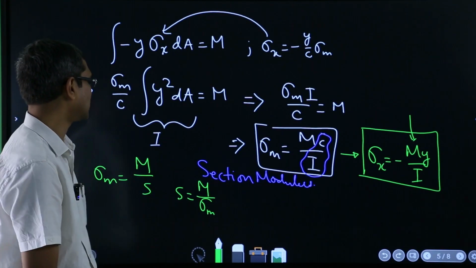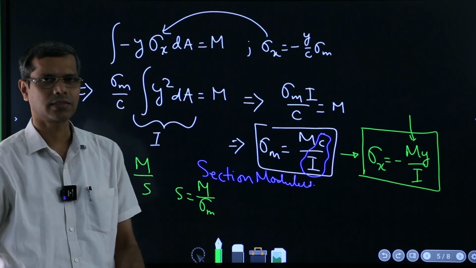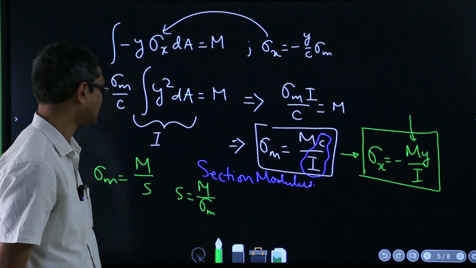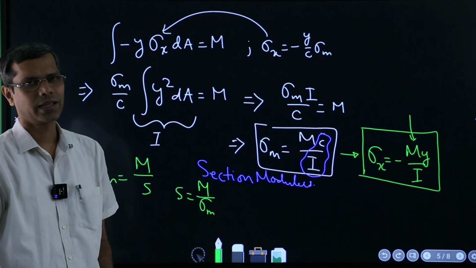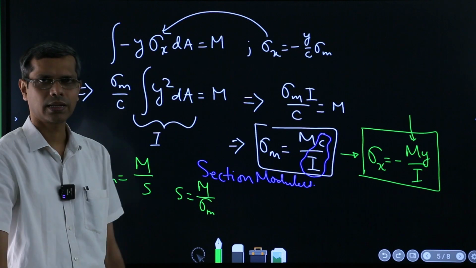So that is how it is a property of the cross section which directly tells us how effective a cross section is against bending. We will discuss a lot about these properties in the coming segment.